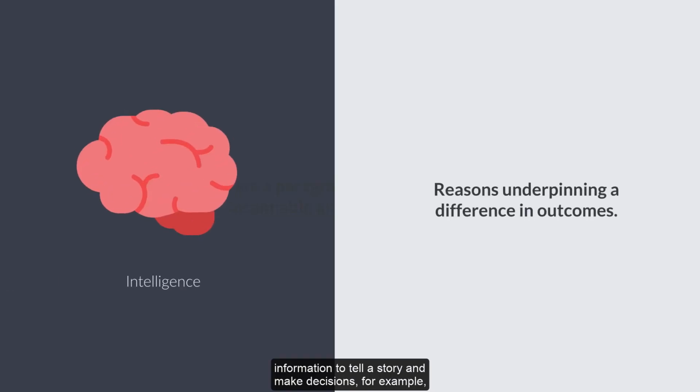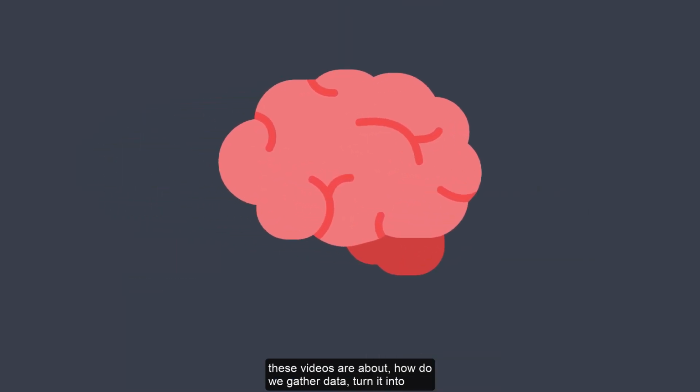For example, looking at reasons underpinning a difference in outcomes and making a change accordingly. Or if we've implemented a change, we gather data and information to generate evidence of the impact of that change. That's intelligence. And that's what these videos are about. How do we gather data, turn it into information, and finally create intelligence?